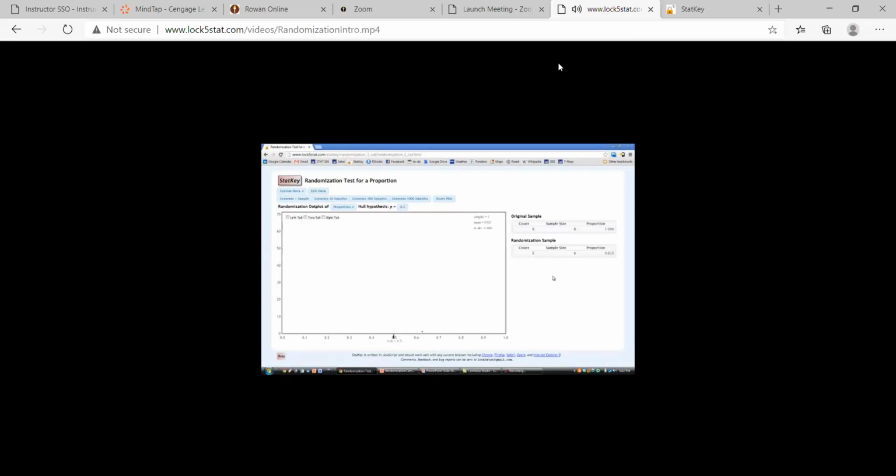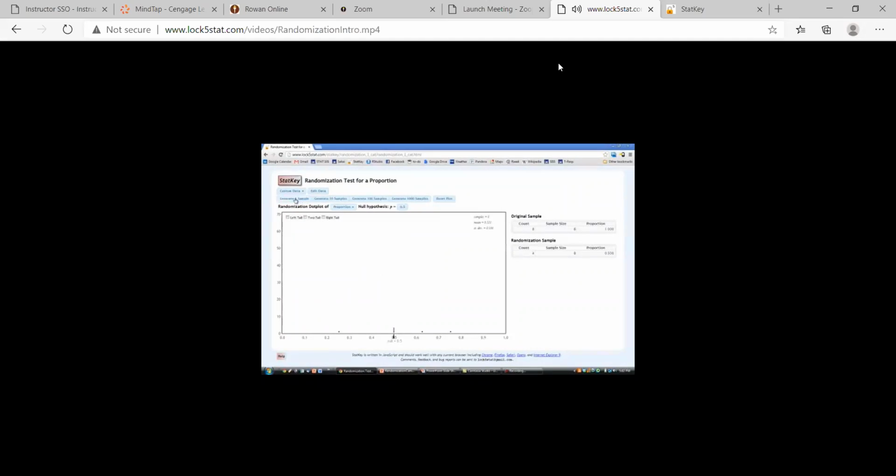In this particular simulation, we happen to get 5 out of 8 heads, or 5 out of 8 correct guesses, for a sample proportion of 0.625, which is then plotted down here on the randomization distribution with a dot above 0.625. We can do this again, flipping a coin 8 times. Here we got a sample proportion of 0.5 for 4 out of 8 correct guesses, so we see a dot appear above 0.5. We can do it again, 0.5 again, this time 0.75.